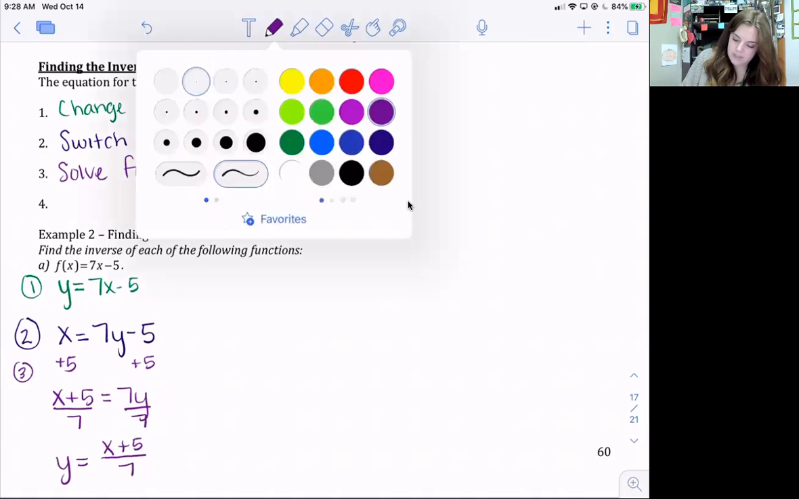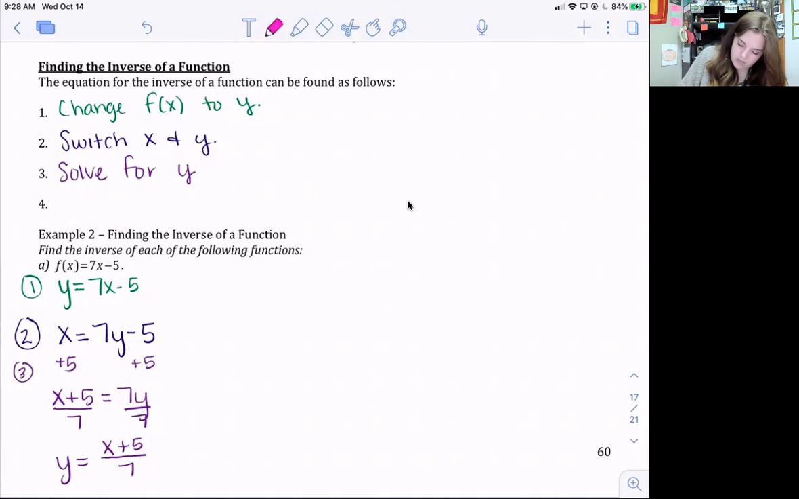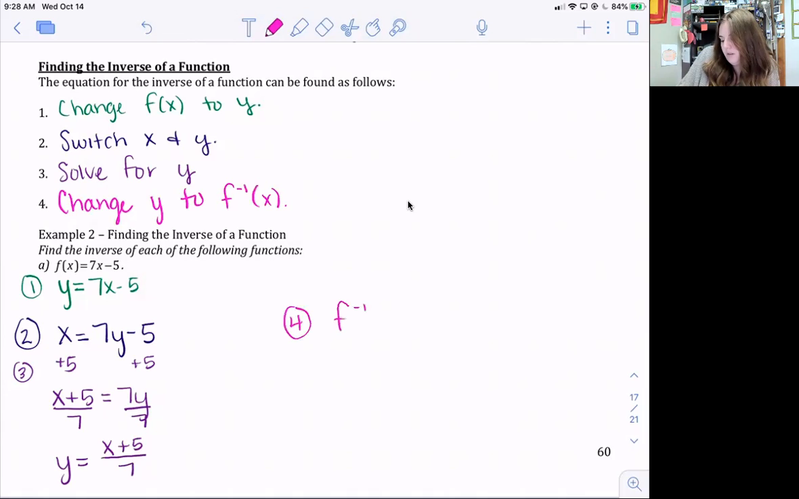And then our last step is we're going to change y to f inverse of x. So step 4, we have f inverse function of x equals (x plus 5) divided by 7 that we previously found. And that's how you find the inverse of a function.